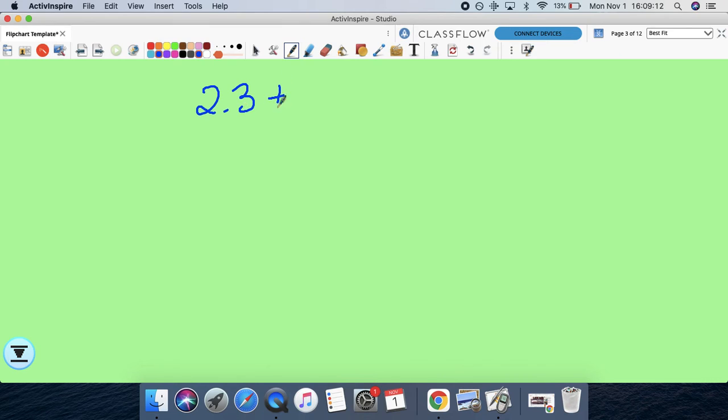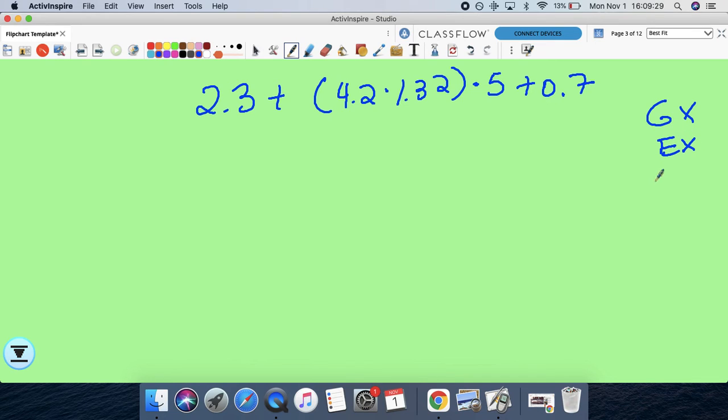2.3 plus 4.2 times 1.32 times 5 plus 0.7. I think that's what it says. So, grouping? No. Exponent? No. Is there multiplication or division? Yes, there's right here. I'm sorry. Sorry. What am I doing? So there's a grouping. Yes, there is. We have to do the parentheses here first. So 2.3 stays plus. Let's do this first. Okay, and then times 5 plus 0.7.